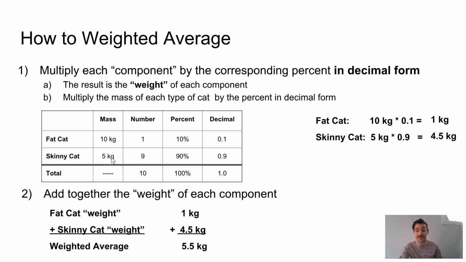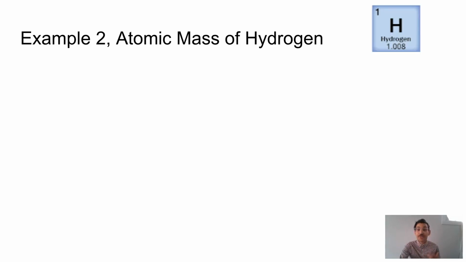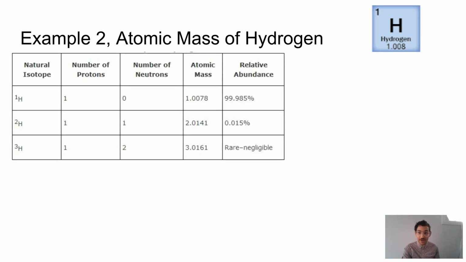Nifty. Well, let's try the same stuff but applied to some chemistry. So here we're going to look at the atomic mass of hydrogen. Normally when we calculate these atomic masses that are found on the periodic table, we look at all of the different isotopes there are for that particular element, and we do a weighted average to figure out the atomic mass that goes on the periodic table.